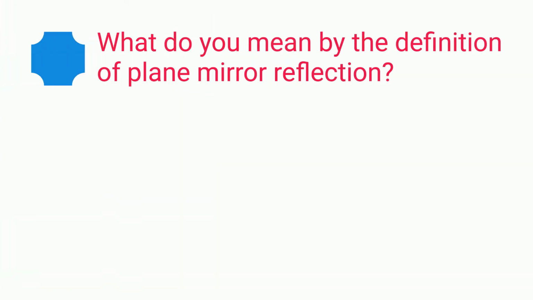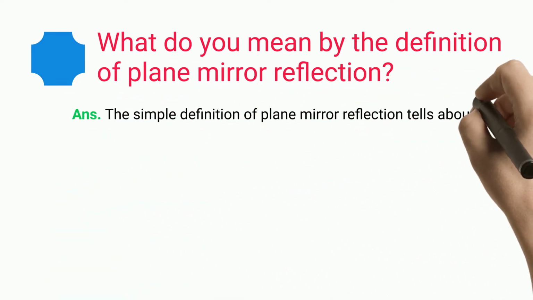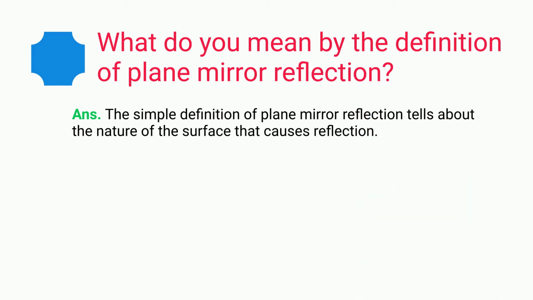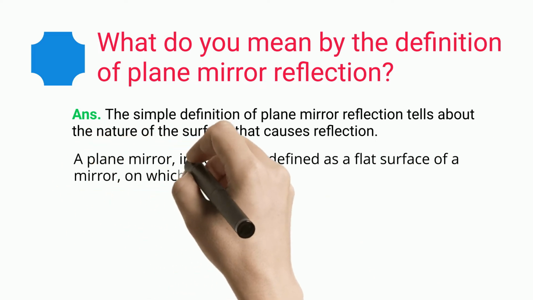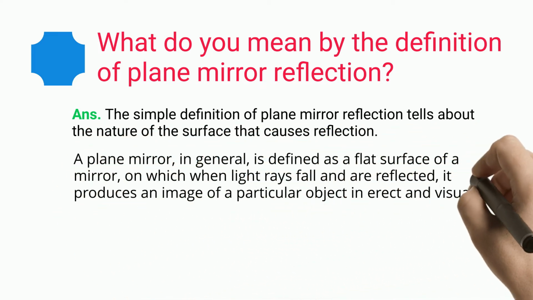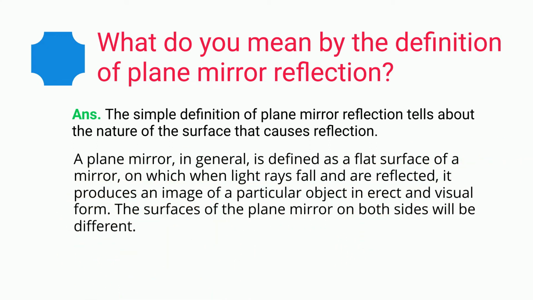What do you mean by the definition of plane mirror reflection? The simple definition of plane mirror reflection tells about the nature of the surface that causes reflection. A plane mirror, in general, is defined as a flat surface of a mirror, on which when light rays fall and are reflected, it produces an image of a particular object in erect and virtual form. The surfaces of the plane mirror on both sides will be different.